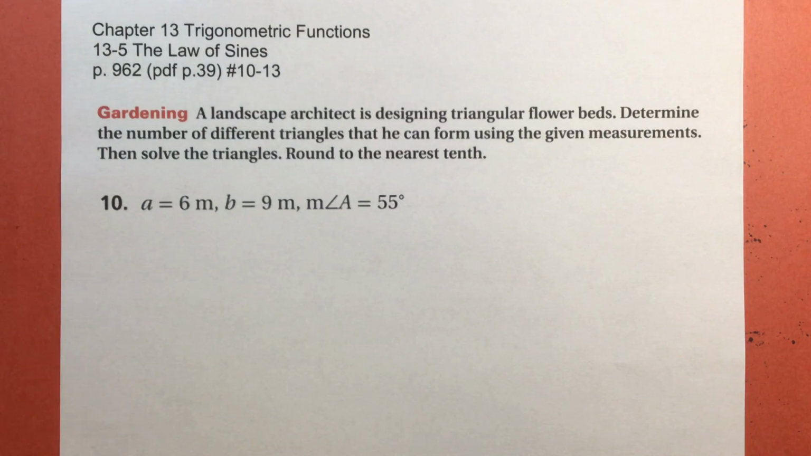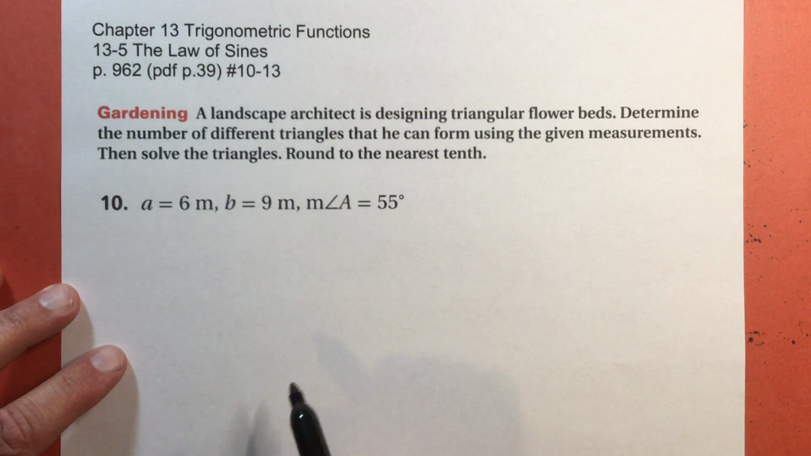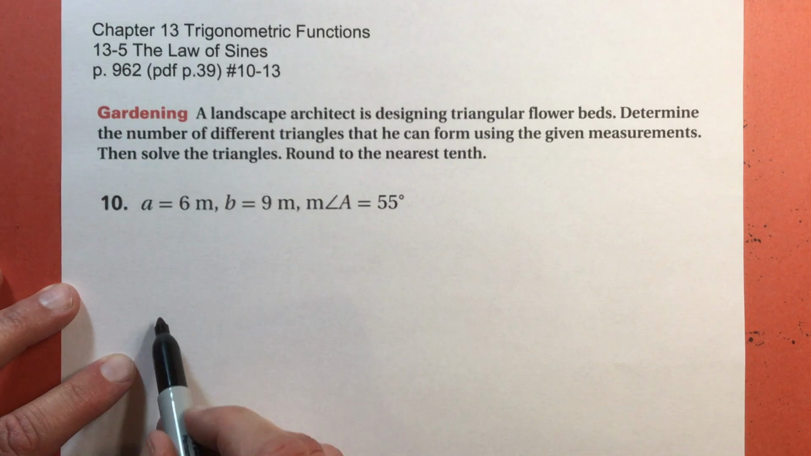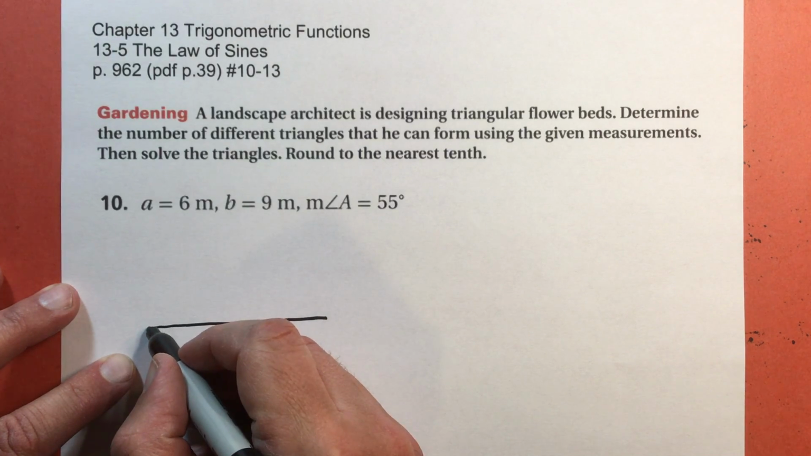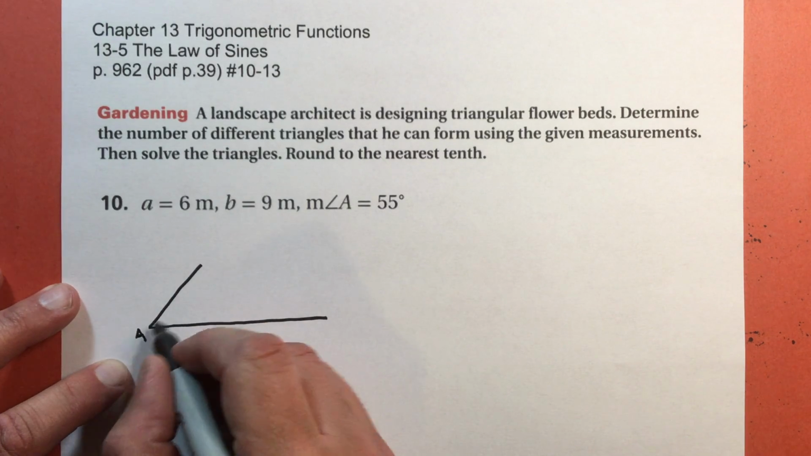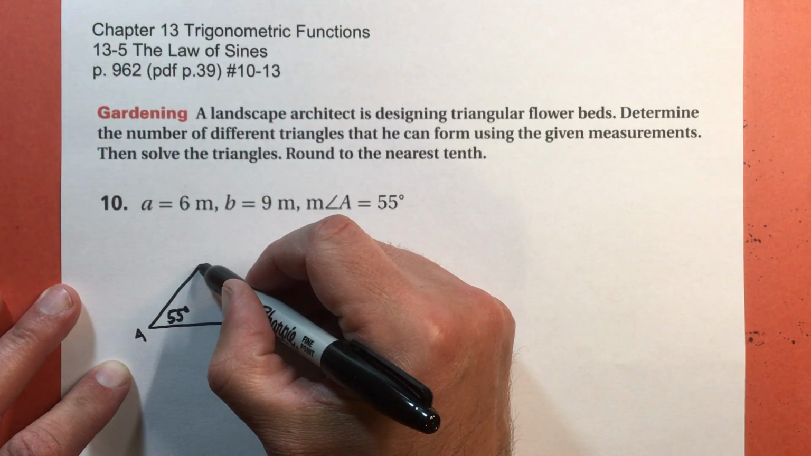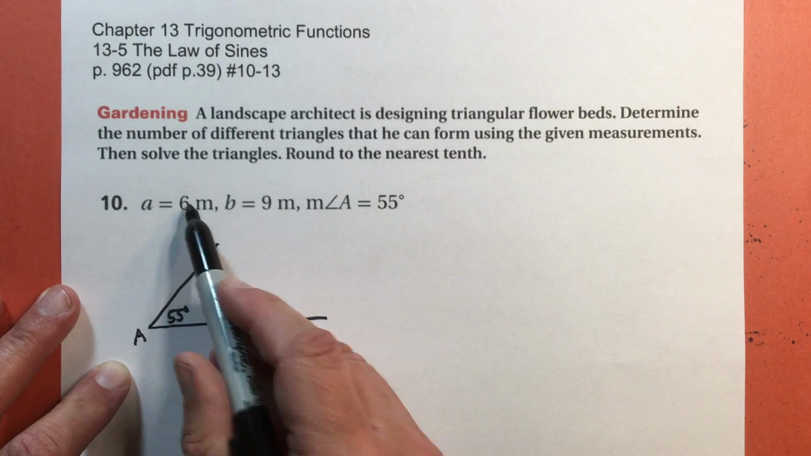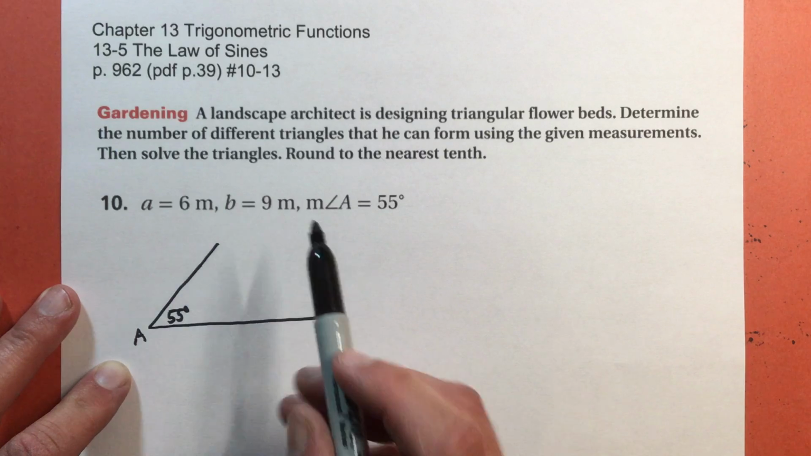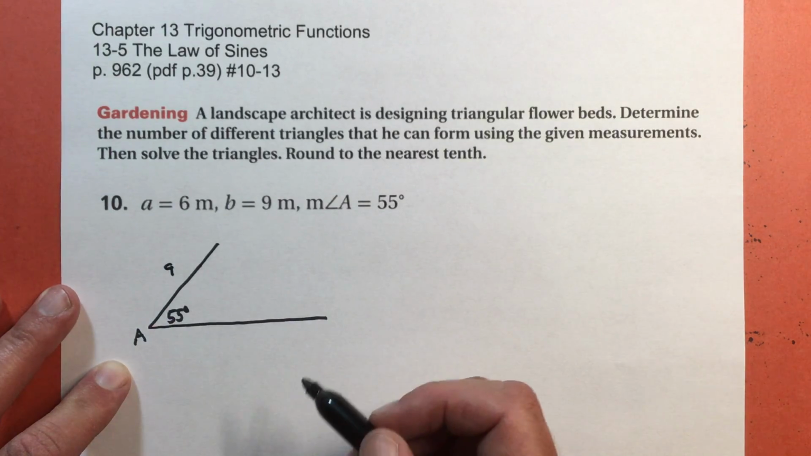So I have a triangle. I have angle A, which is 55 degrees. I'm going to start off by trying to sketch that. And again, I'm not measuring anything with a protractor. I know this side is going to go this way, and this is going to be angle A, which is 55 degrees. Now, opposite of angle A is side A, which is 6. This side right here is side B, which is going to be 9 meters.